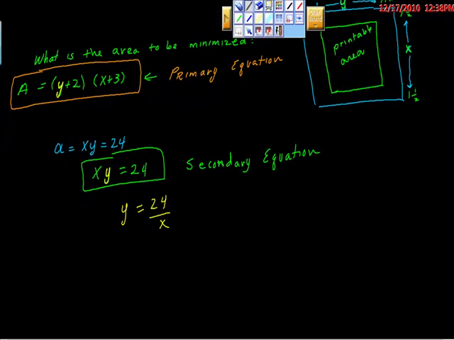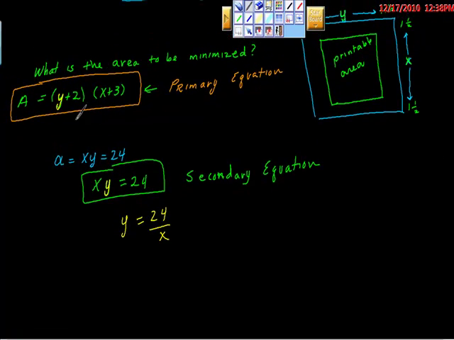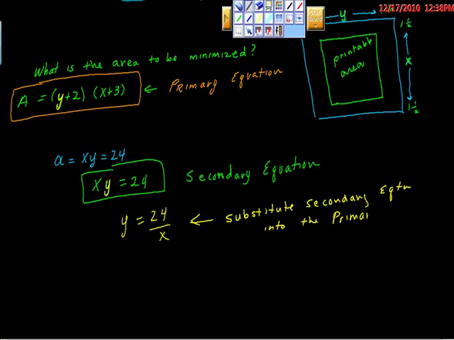So what I'm going to do now is rewrite this primary equation here and substitute this into it. So, substitute the secondary equation into the primary equation. I had all that written in green up here, so if you don't mind, I'm just recopying this.